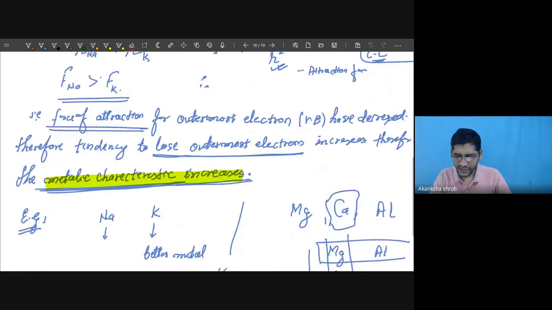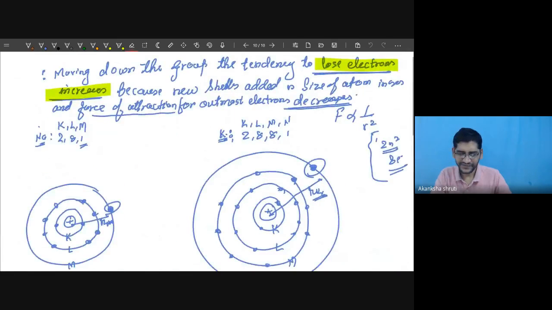So as the electron losing tendency increases, the external energy required to remove the electron will decrease. Getting it? That external energy required to remove an electron from an atom is called ionization potential. This term ionization potential was asked in your NTSE. So that's why we shall write this.